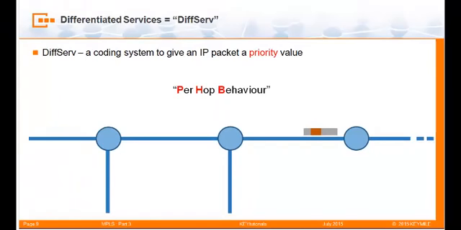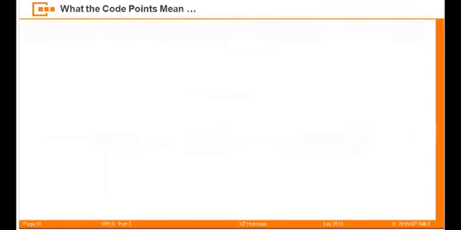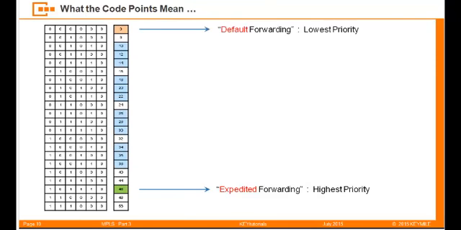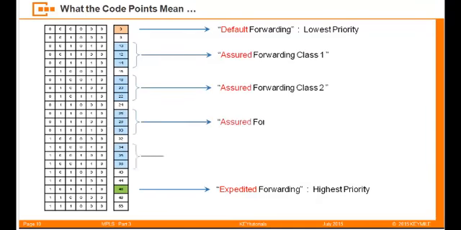A word about the various codes available in diffserv. Practically speaking, the highest priority code available is decimal 46, which is called expedited forwarding. The lowest priority code is 0, and this is called default forwarding. In between are groups of codes called forwarding classes. So, a packet assigned an expedited forwarding code point will be prioritized for transmission ahead of packets assigned any of the other code points. And one more thing to mention.